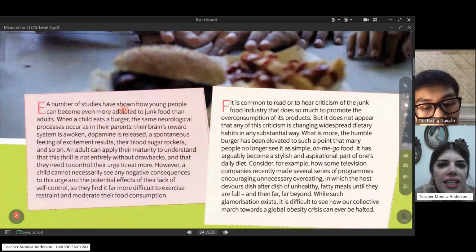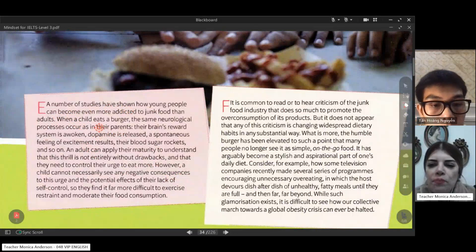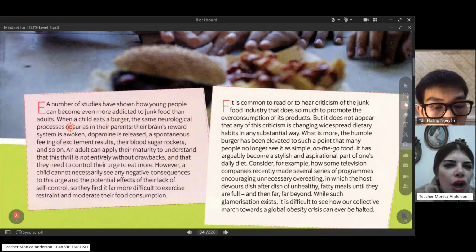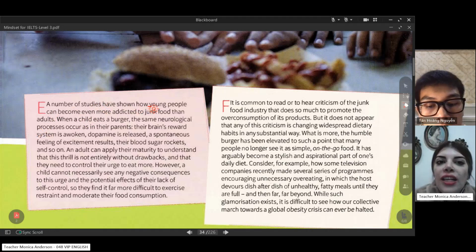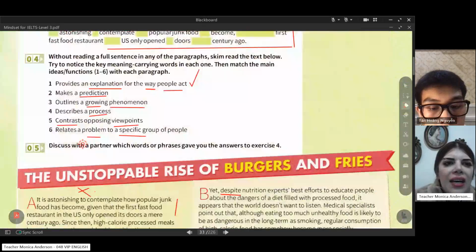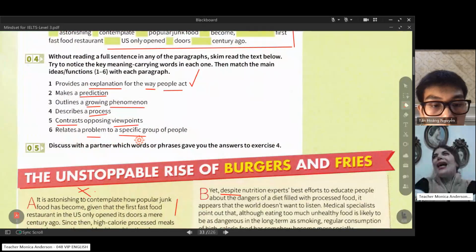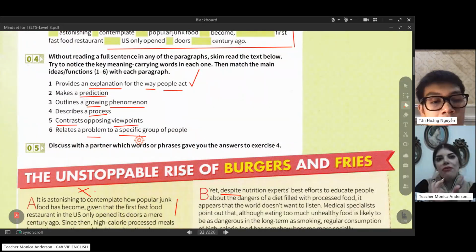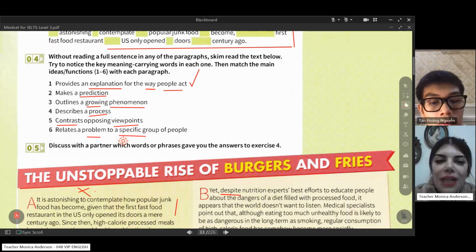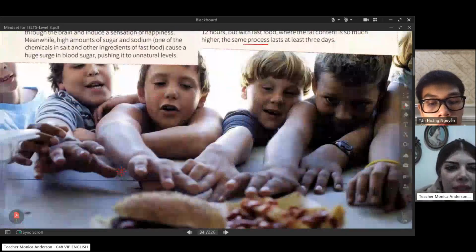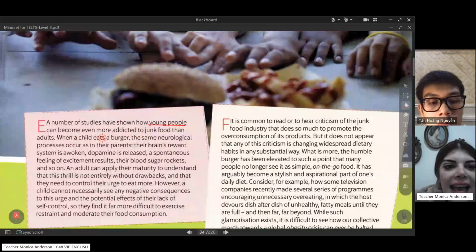A number of studies have shown junk food, addicted, so process occur, young people. So let's underline some keywords, and now let's go back. Young people can be considered as a specific group of people. So, and problem. So let me find it. So I could find young people. So the first one, and addicted.